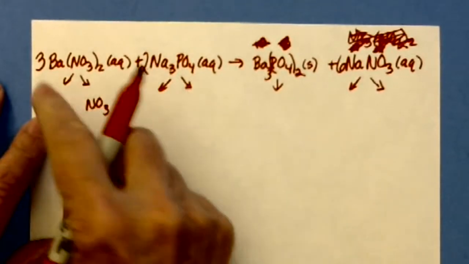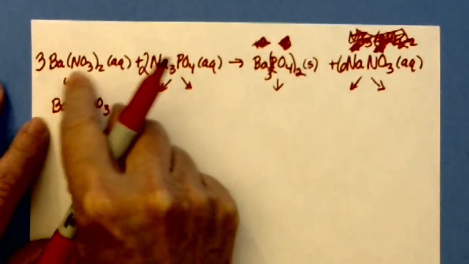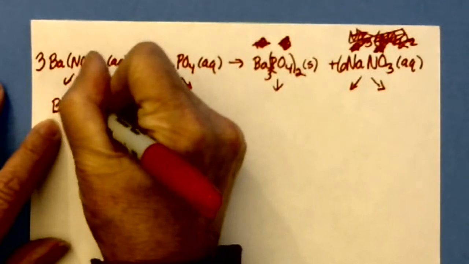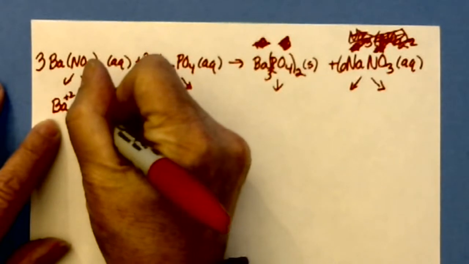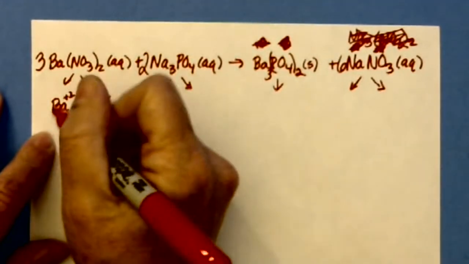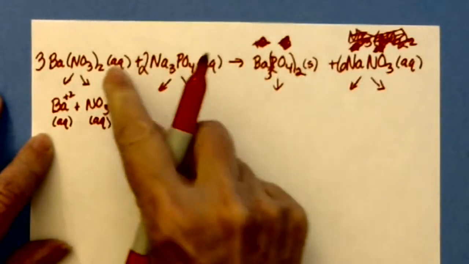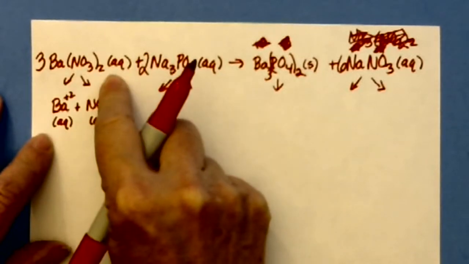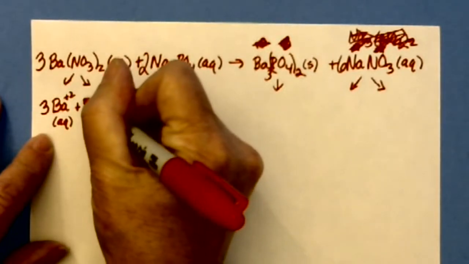When it breaks apart, it's no longer neutral. The reason there are no charges here is because they add up to be 0. But barium by itself has a +2 charge. Nitrate by itself has a -1 charge. And I'm not going to have room, so I'm going to write the aqueouses below. If you have room, you should write them next to it, like up here. But I have barium and nitrate. But I also look at this equation, which I've already balanced. I had 3 bariums and 6 nitrates. So I put 3 bariums and 6 nitrates.